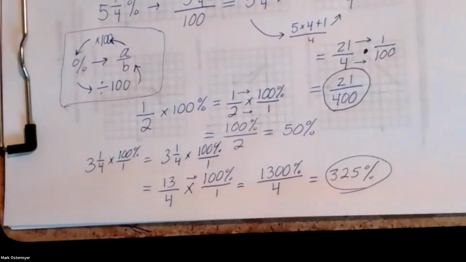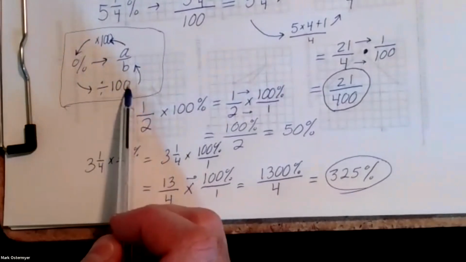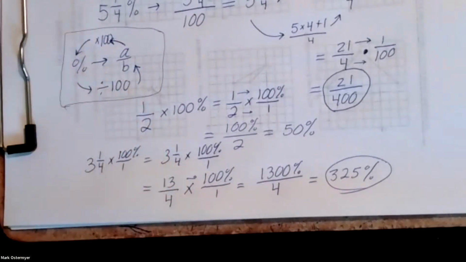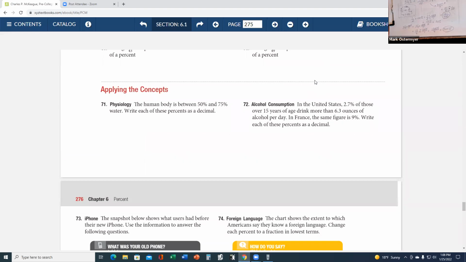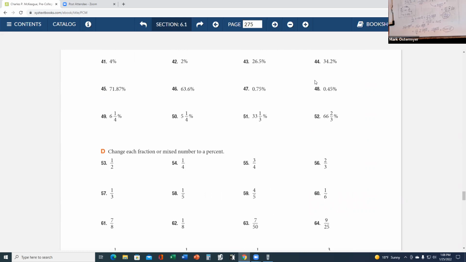Okay. So to recap, to go from a percent to a fraction, we divide by 100. Drop the percent symbol. To go from a fraction back to a percent, we multiply by 100 and attach the percent symbol. All right. So, ladies and gentlemen, that basically is in a nutshell. That's section 6.1. Everybody see that there?